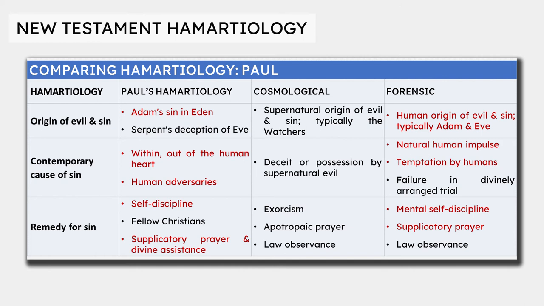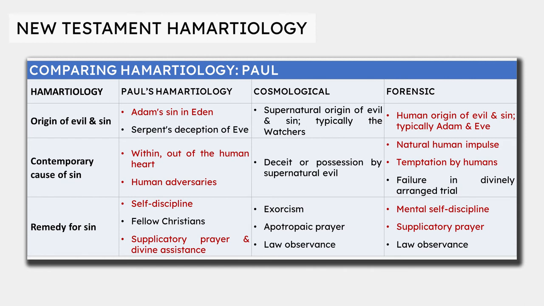In Paul's hamartiology, there are two main contemporary causes of sin. One is within, out of the human heart, which he describes with phrases such as "desires of their hearts," "sinful desires," "law of sin that is in my members," "live by the flesh," "in the flesh has desires," in Romans 1:24, 7:5, 17 and 23, 8:5, 8:5 and 9, and Galatians 5:17. Another is human adversaries, even other Christians, which he describes with phrases such as "place an obstacle or a trap before a brother or sister," "cause anyone to stumble," "anything that causes your brother to stumble," "cause one of them to sin," in Romans 14:13, 20-21, and 1 Corinthians 8:13.